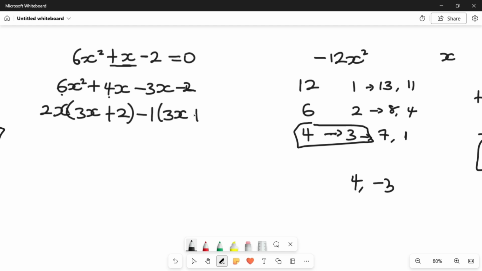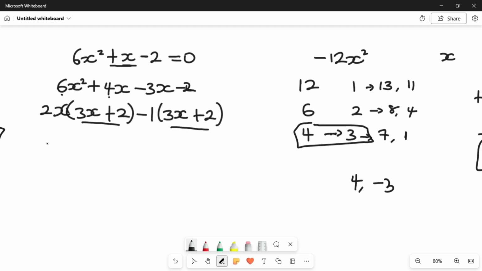3x plus 2. Okay, so like I said, here you can cross check. 2x times 3x will give us 6x squared. 2x times 2 will give us 4x. Minus 1 times 3x will give us minus 3x. Minus 1 times 2 will give us minus 2. If you are not getting the same thing here, that means there is an error somewhere. The next thing, check the two brackets. If you have the same terms there, so you can see they are the same thing.